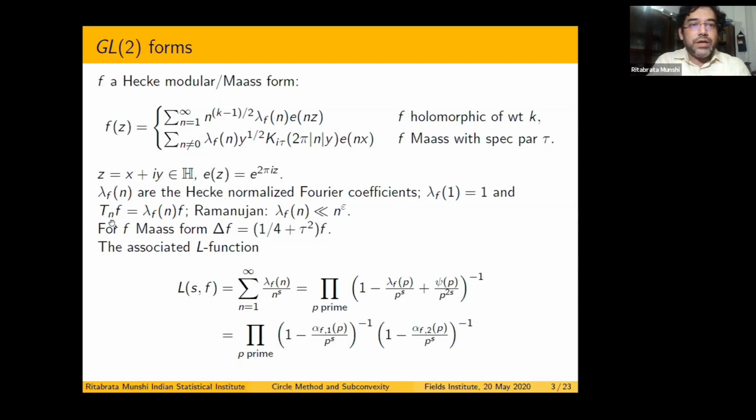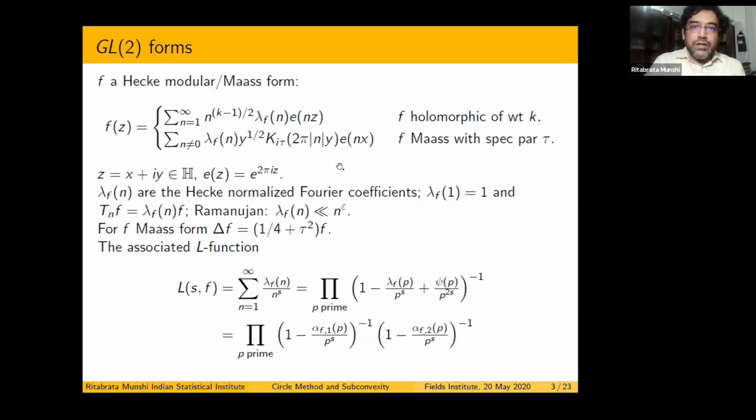With respect to the Hecke operator T_n, T_n f is lambda_f(n) times f. So lambda_f(n) are the Hecke eigenvalues for the nth Hecke operator. The Ramanujan bound in this case says that lambda_f(n) is bounded by n to the power epsilon. For modular forms, it is known that this holds; this is the work due to Deligne. And for Maass forms, you expect such a bound, though it's not really known so far.